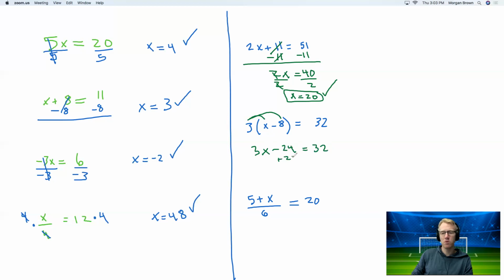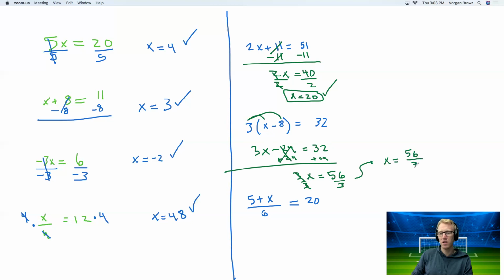Add 24 to both sides. Cancel these out and you get 3x equals 32 plus 24, which is 56. Now divide by 3, and you get x equals 56 over 3.